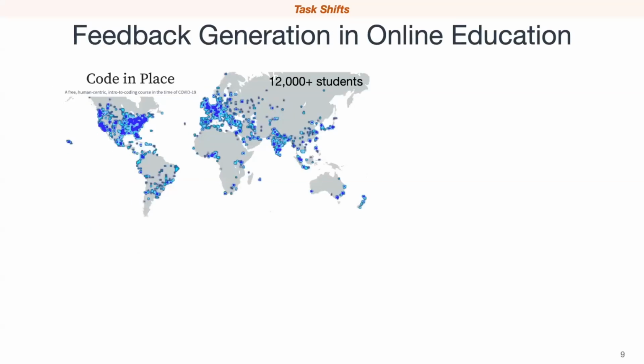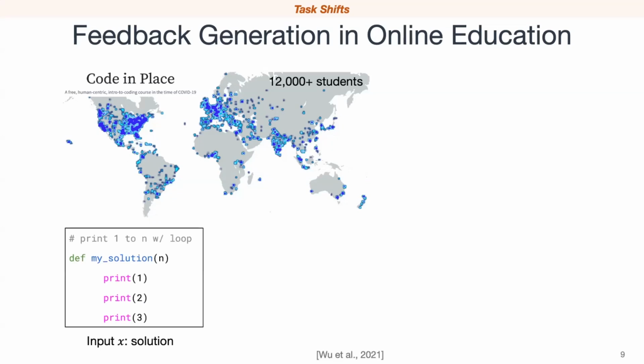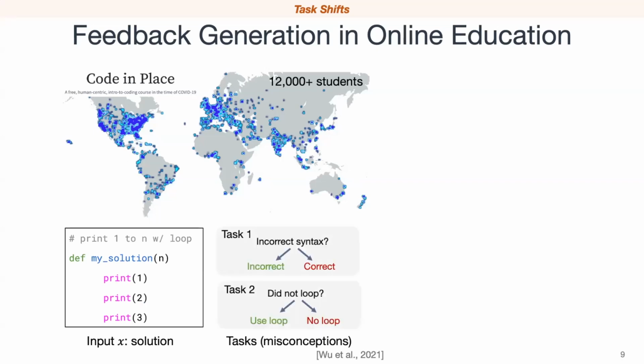Here I would like to use an online education example to show how task shift happens. Online education is very common recently, and for example, the Code in Place platform, which is an introduction to coding course, has already been used by more than 2,000 students. The key problem behind online education is how we can automatically generate feedback for student submissions. We formulate this as a machine learning problem where the input is student solutions for a specific coding question. Each task here could be treated as a different rubric item, and each rubric item is associated with one misconception. Basically, we see whether one solution follows or does not follow these specific rubric items.